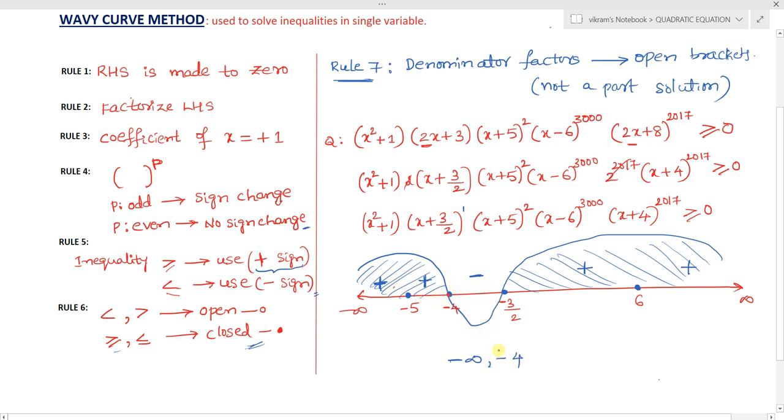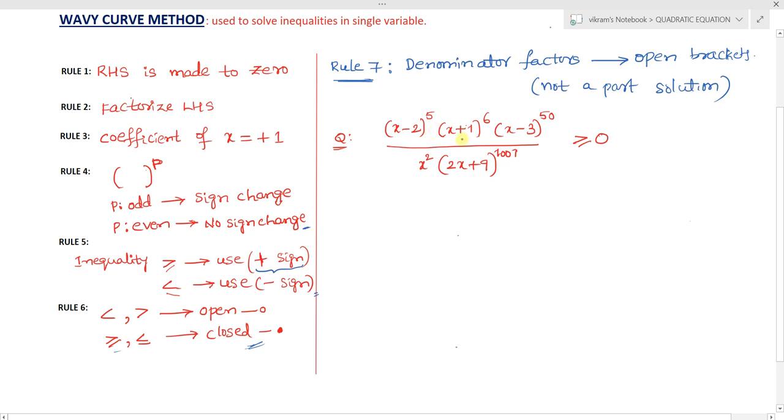This total is plus: minus infinity to minus 4, and minus 4 is in our solution, that means closed brace, and infinity is open brace. Next, minus 3 by 2 to plus infinity, where infinity is open brace, whereas minus 3 by 2 is in our solution, union. Then the required solution is x belongs to minus infinity to minus 4 closed, union minus 3 by 2 closed to infinity. This is our required solution.